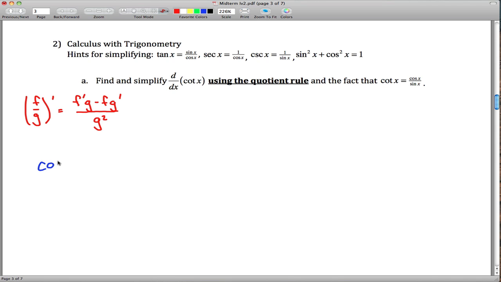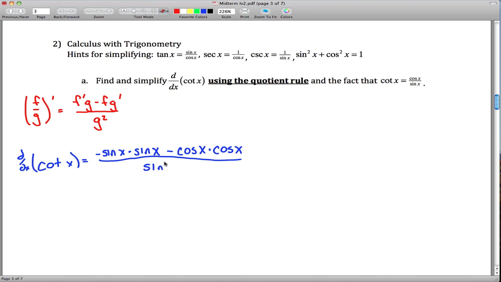So what we have is that the derivative of cotangent equals our top function, cosine, derivative of cosine is negative sine, times our bottom function, which is just sine. And then from that we want to subtract our top function, which is cosine, times the derivative of our bottom function, derivative of sine is again cosine, and then divide that whole thing by sine, the bottom, squared.